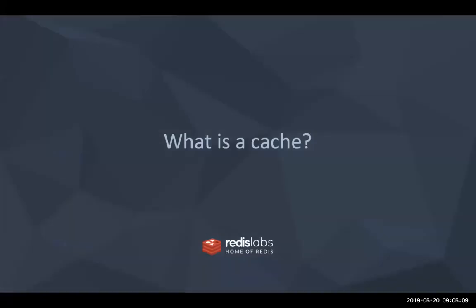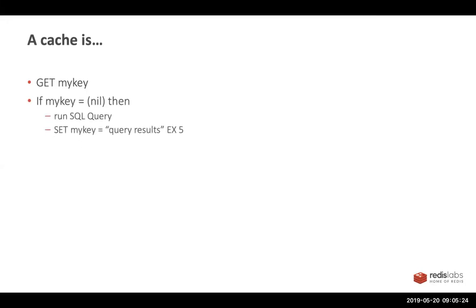Okay, so first, for those of you who've never used Redis, it's crazy easy. All right, quick. A cache. I want to go get my key in memory. Oh, it's not there. Let's go and get it from my SQL query and take that value and then set my key equal to the results of that query and have it expire in 5 seconds or 5 minutes.